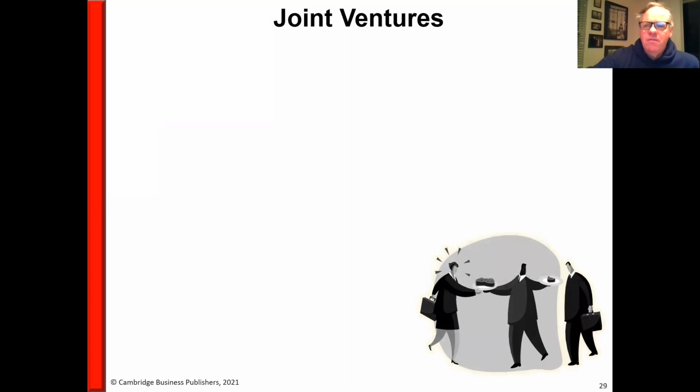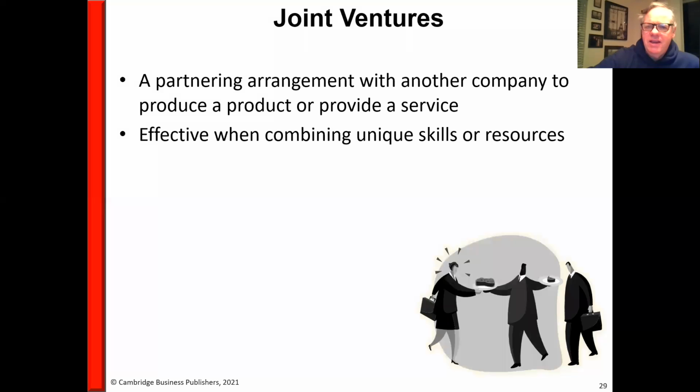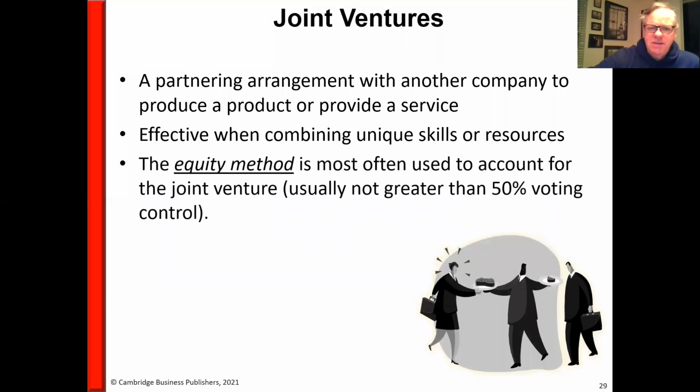So let's talk about something new, a joint venture. There's an example of a joint venture in your text discussing the relationship between Starbucks and PepsiCo, where they join resources to market a new type of coffee outlet. So it's a partnering arrangement when one company and another company join together to provide a service. They can combine their skills and resources, and we're going to use the equity method of accounting to account for the joint venture.